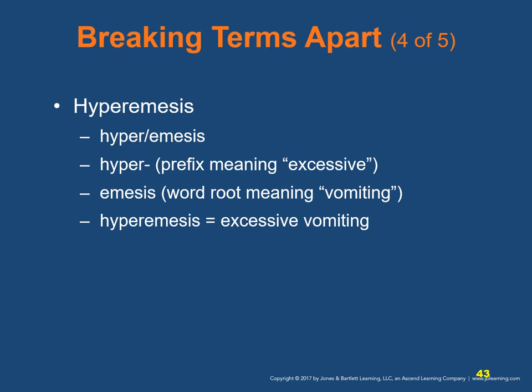Hyperemesis. Hyper is a prefix meaning excessive. Emesis is a word root meaning vomiting. So hyperemesis or hyperemesis is excessive vomiting. And I pronounced it both ways because you do hear it pronounced both ways. So again, hyperemesis is excessive vomiting.